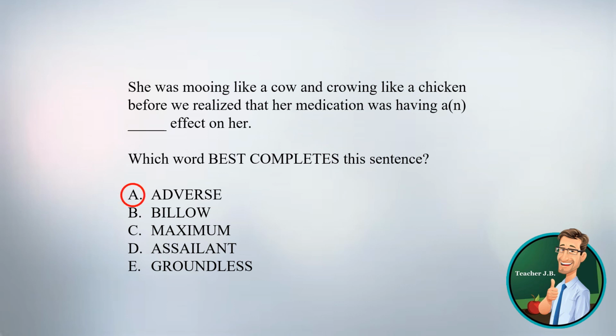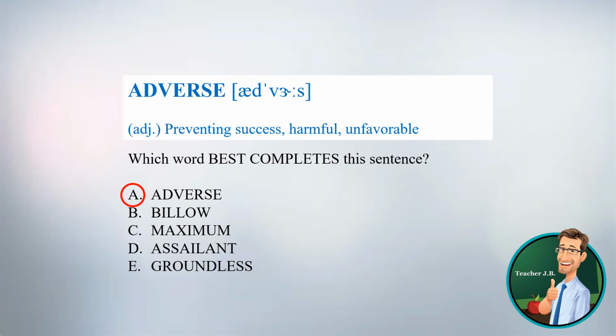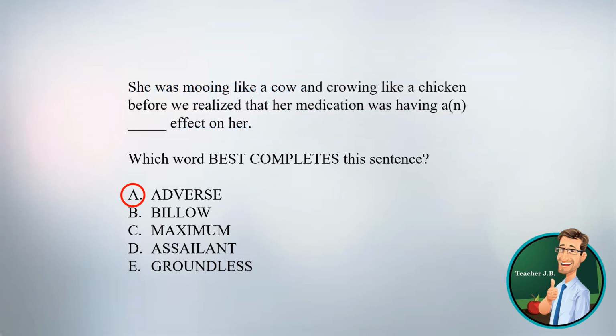Okay, the answer is adverse. Adverse means preventing success, harmful, unfavorable. So the answer is going to be adverse. And let's read the sentence just one more time. She was mooing like a cow and crowing like a chicken before we realized that her medication was having an adverse effect on her.